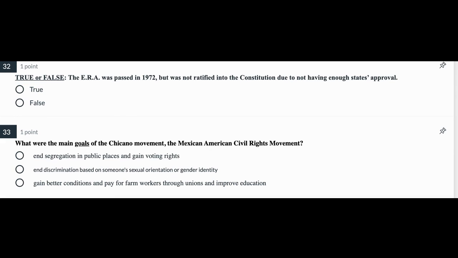32. True or false? The ERA was passed in 1972, but was not ratified into the Constitution due to not having enough states' approval. True or false?